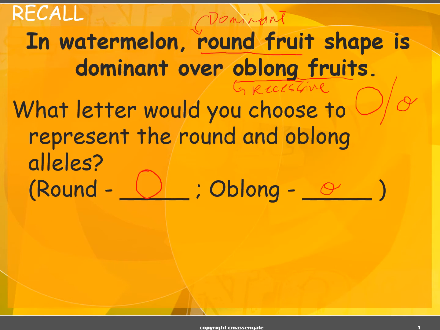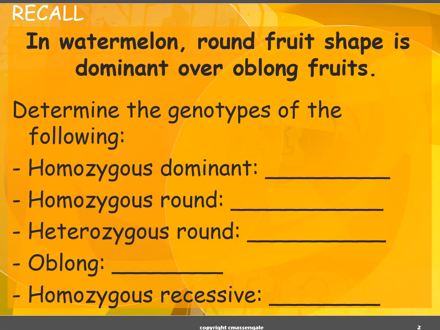Because as we discussed last meeting, dominant trait is represented using capital letter and recessive trait is represented using small letter. Now, let's continue. We are still dealing with the same question about the watermelon. Let me just write here the answers that we had on the previous slide. For capital O, we have here round. And for the small letter o, we have here oblong. Now, let's answer the following question.